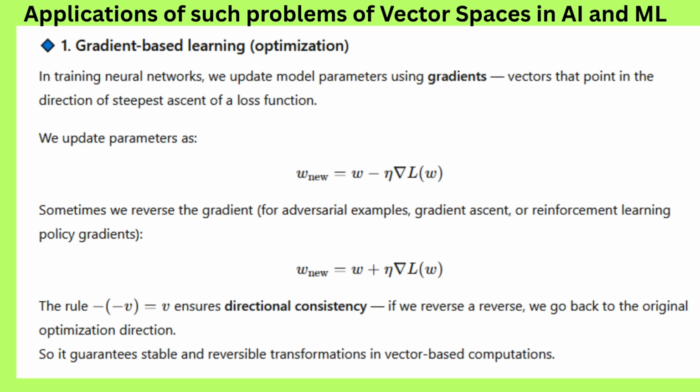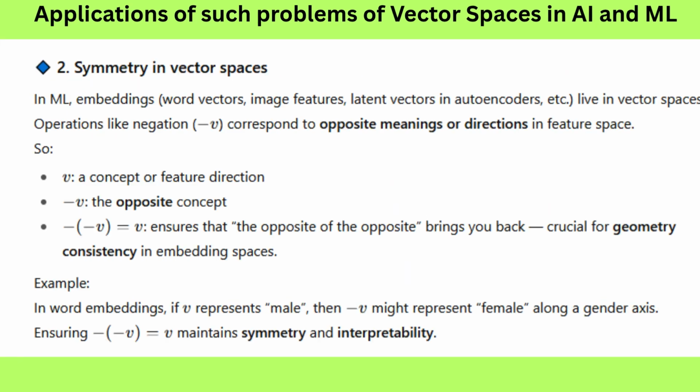So we have symmetry in vector spaces. In machine learning, embeddings such as word vectors, image features, and latent vectors in autoencoders live in vector spaces. Operations like negation, the negative V, correspond to opposite meanings or directions in a feature space. If you've watched the videos from 3Blue1Brown, they have a series that explains the fundamentals in more detail than I will do here. They visualize a lot of the transformations.